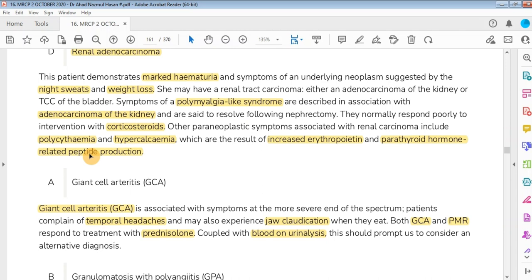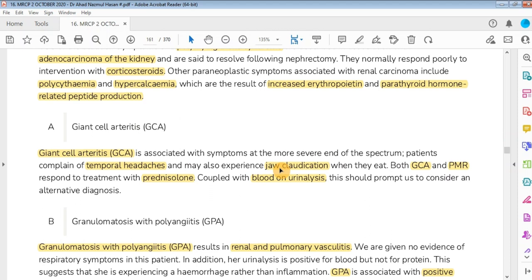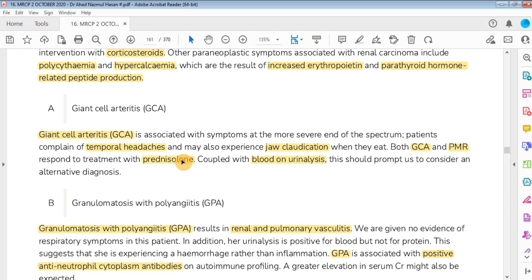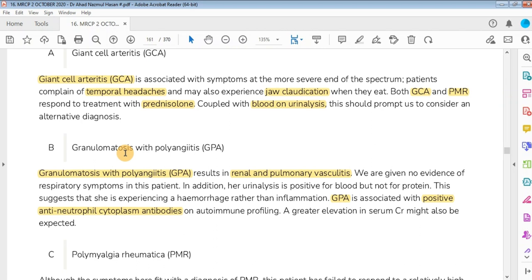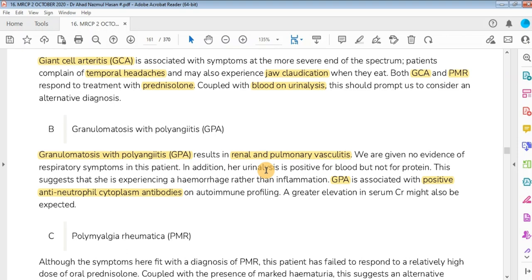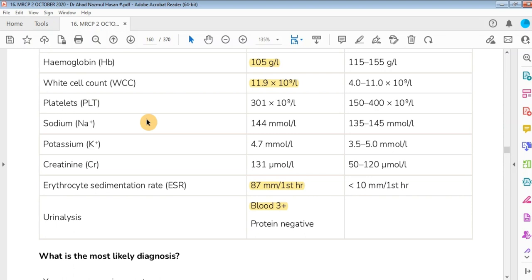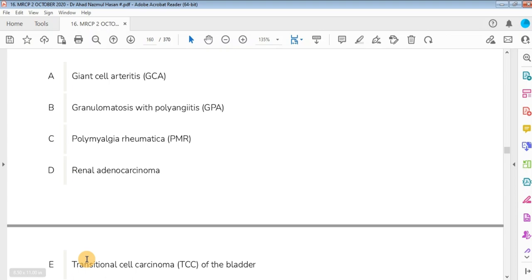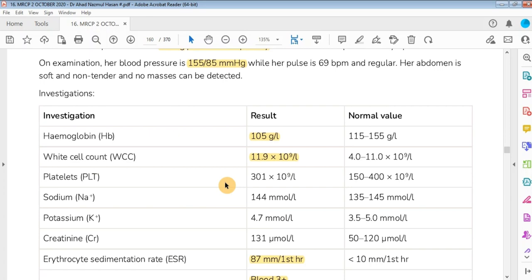And GCA can also be associated with PMR, but they will have jaw claudication or features of scalp tenderness or temporal tenderness, which are also absent here. And GCA should be responsive to prednisolone, but here the patient had no response to prednisolone. And also the hematuria does not occur in PMR or giant cell arteritis. In case of GPA, granulomatosis with polyangiitis, the patient will have the renopulmonary syndrome. But here the creatinine is only mildly elevated and there are no features of pulmonary hemorrhage, so it cannot be granulomatosis with polyangiitis. And transitional cell carcinoma will come with the features of recurrent microscopic hematuria, and usually PMR is not associated with transitional cell carcinoma.